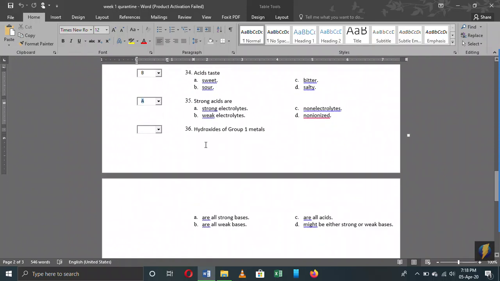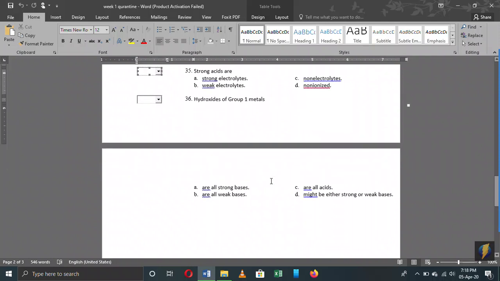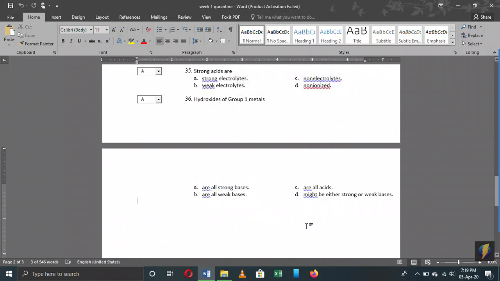Now number 36, hydroxides of group 1 metals are all strong bases. So the correct answer is A over here again. We know that metal oxides are always basic, non-metal oxides are always acidic. So over here, in group 1 we have just the metals, so they are all strong bases.